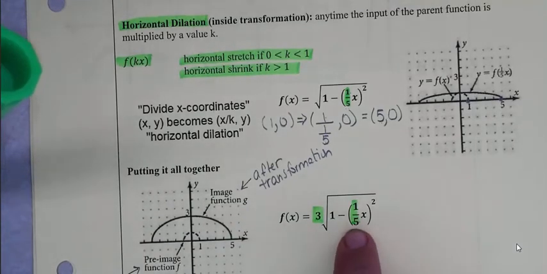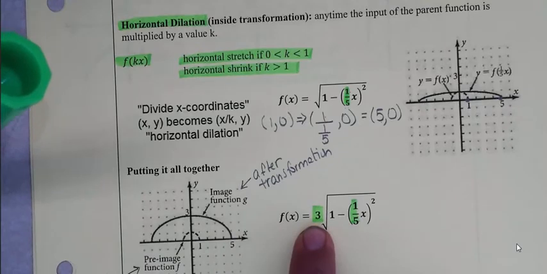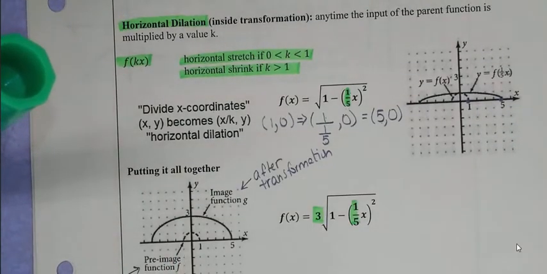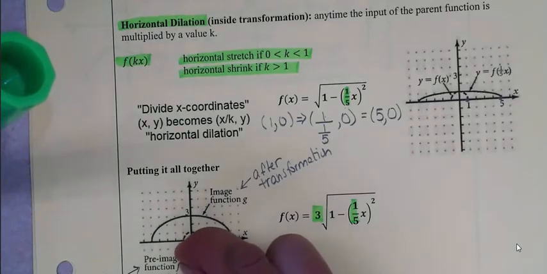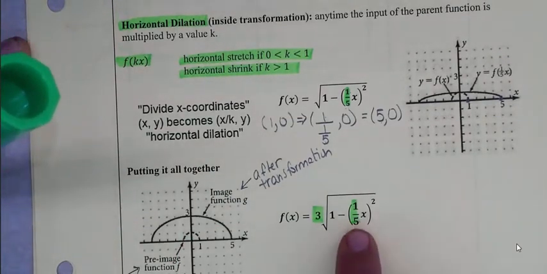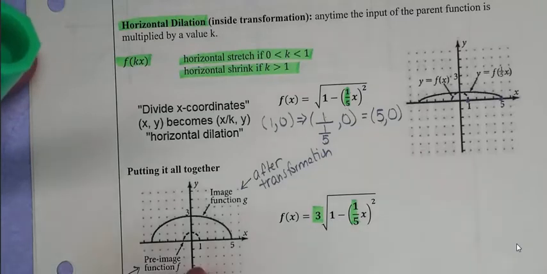Now again, if the 3 had been like 1/2, then it would have shrunk smaller than the parent graph. There would not be this vertical dilation; there would be a vertical shrink. And if the 1/5 had been a number bigger than 1, then you would have had a horizontal shrink. Okay?